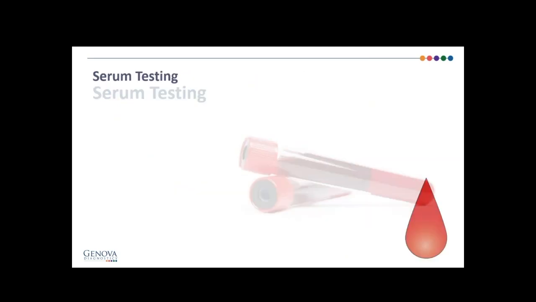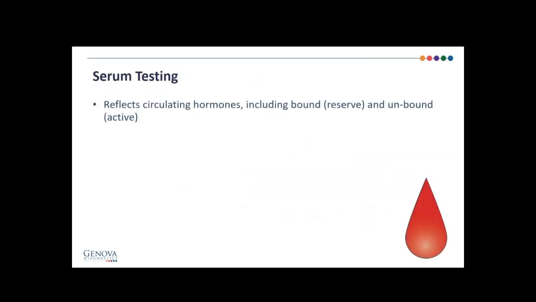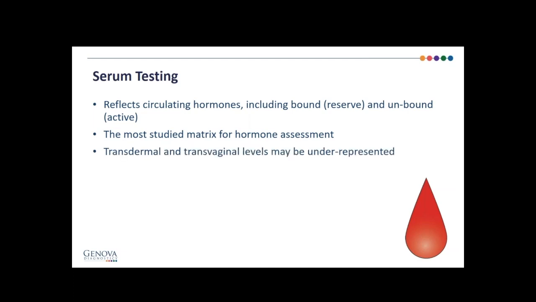Serum testing. Now, for serum testing, we're looking at circulating hormones. That's both bound and unbound active levels. It's the most studied matrix for hormone assessment. It's probably been used the longest. I know when I first started at Genova 11 years ago, this was used quite a lot, and there was a lot of attention on serum testing out there in the field. Transdermal and transvaginal levels may be underrepresented, and we'll talk about that a little bit too.